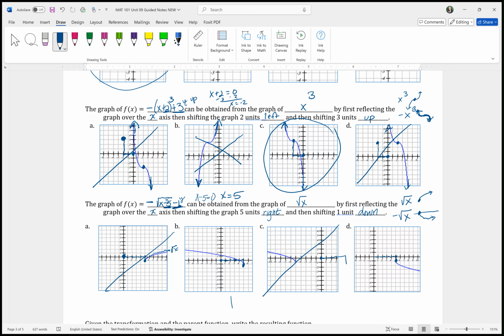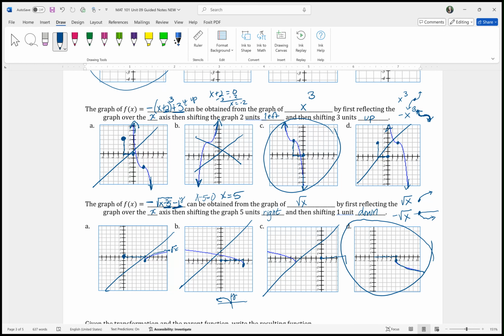B is kind of taking the graph and going this way with it. Well, that's reflecting over the y-axis, not the x. So that's not it. D is truly giving us that down and to the right that we need. Okay, so D is going to be our answer on that one. Highly recommend practicing with your reflections because that's going to be more common than probably the stretch and the shrink.